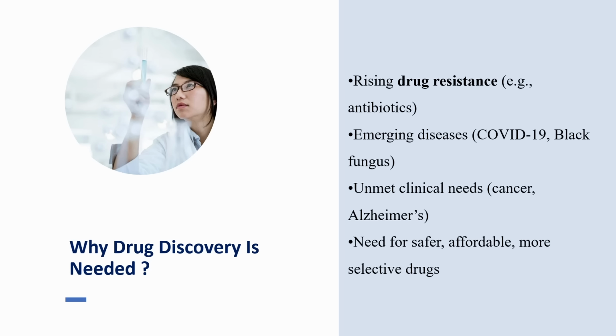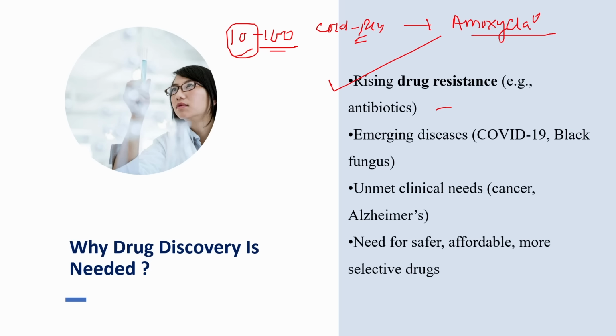So why is drug discovery needed? Rising drug resistance to antibiotics. You can see in India, 10 out of 100 people have antibiotic resistance. If someone has antibiotic resistance and has a cold, flu, or similar diseases, we have to give them antibiotics. The most common antibiotic provided nowadays is amoxiclav. It is a composition of amoxicillin plus clavulanic acid.